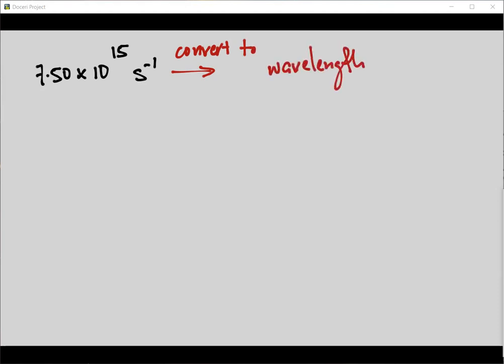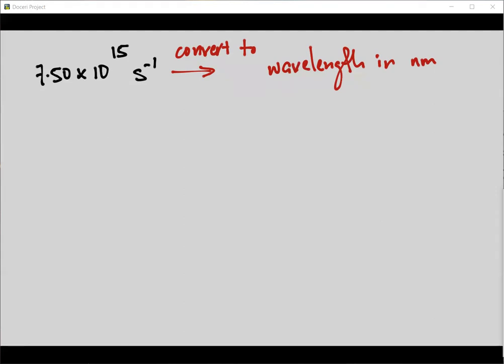All right, so let's say we have a frequency of, let's say, 7.5 times 10 to the 15th power inverse second. And I ask you to convert this to wavelength. Convert to wavelength in nanometers. How would you do that?